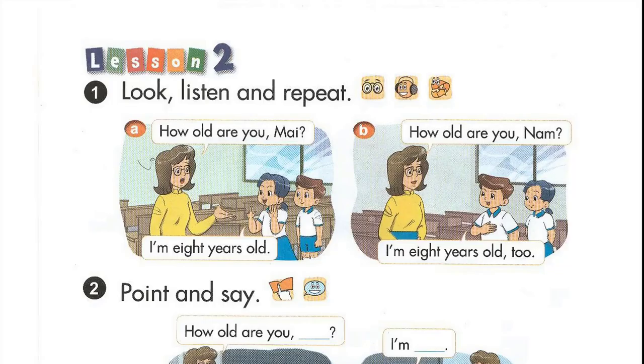Page 26. Lesson 2. Activity 1. Look, listen and repeat. A. How old are you, Mai? I'm 8 years old. B. How old are you, Nam? I'm 8 years old too.